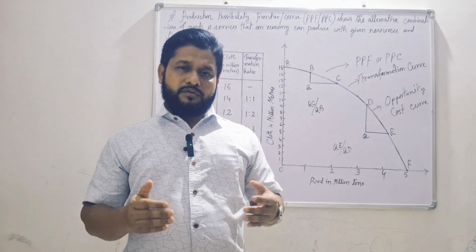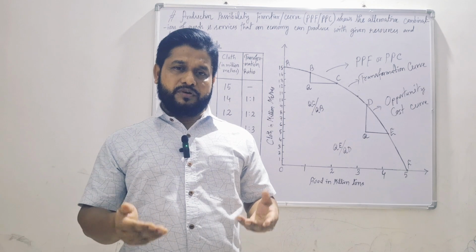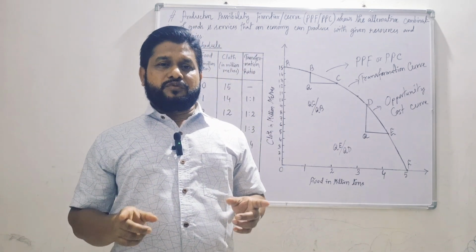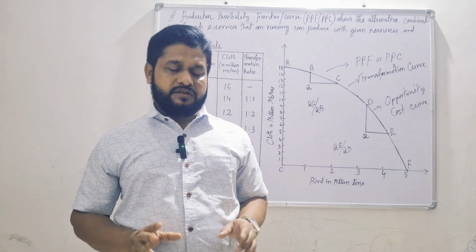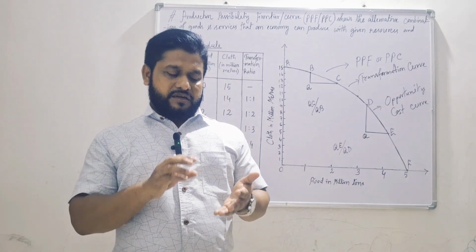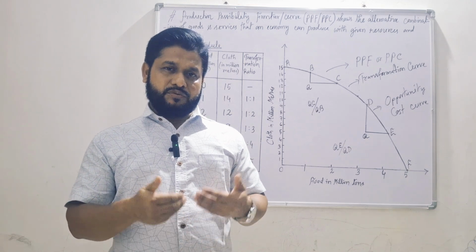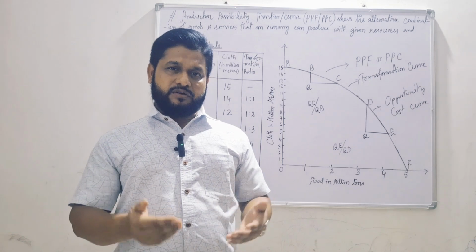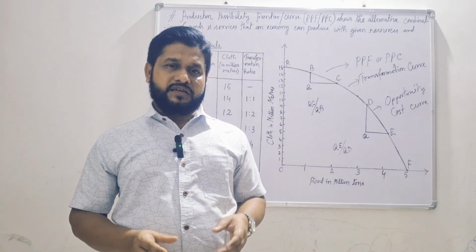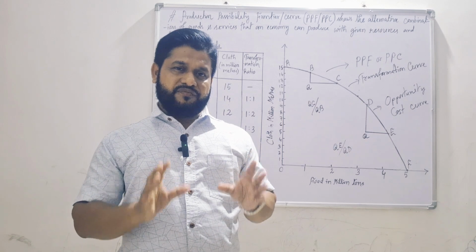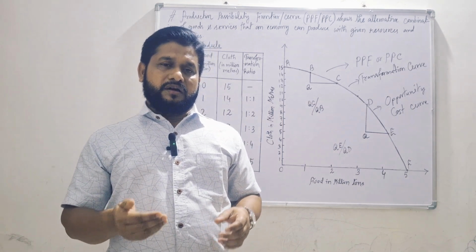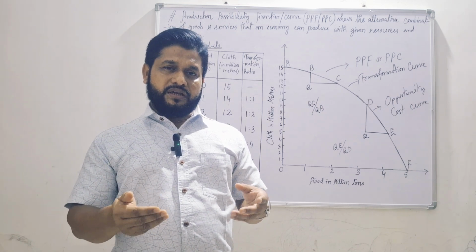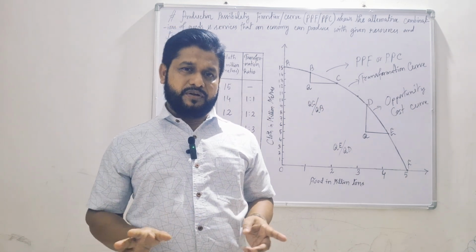Let us explain how this production possibility frontier or production possibility curve can be drawn. To explain this, we have to rely on certain assumptions. Number one, the country has available resources which will remain fixed. And the level of technology used for production of goods and services will also remain fixed. Number three, all the resources in the country are fully and efficiently used. That is, full employment will exist.